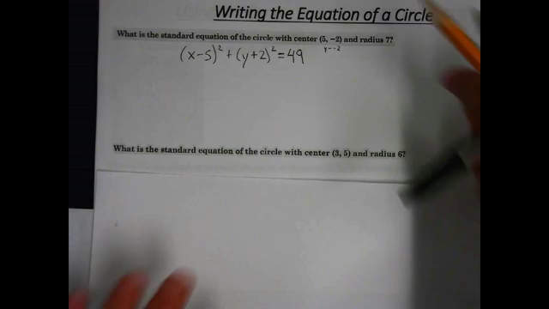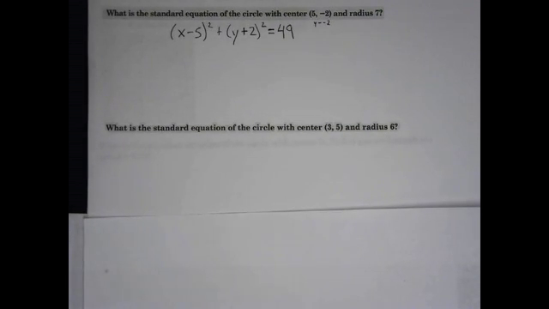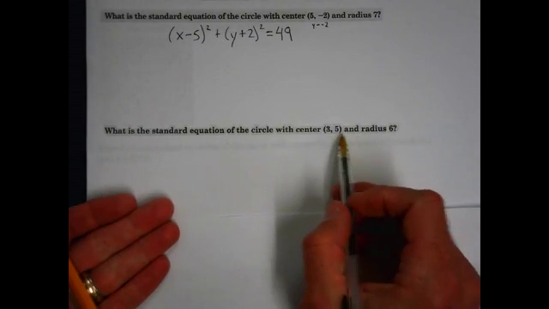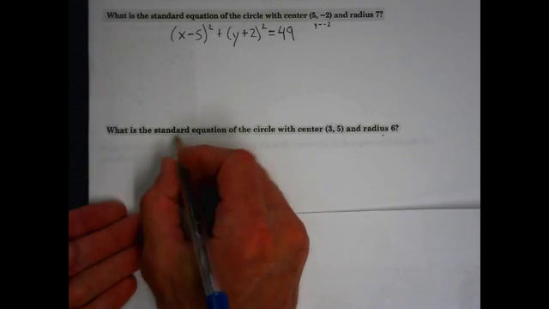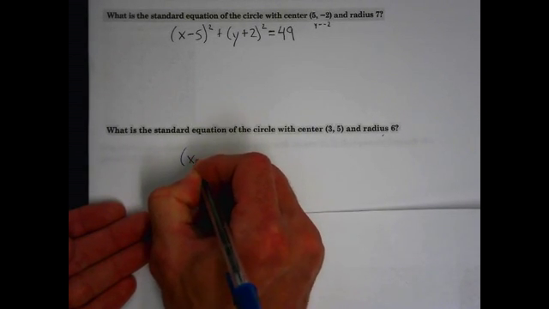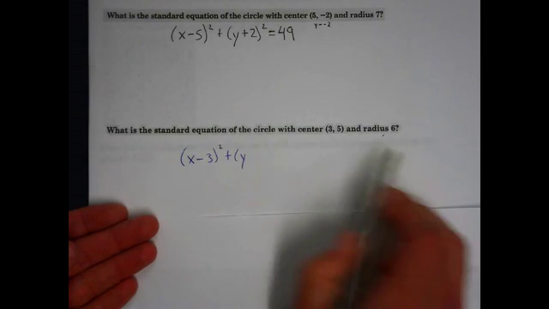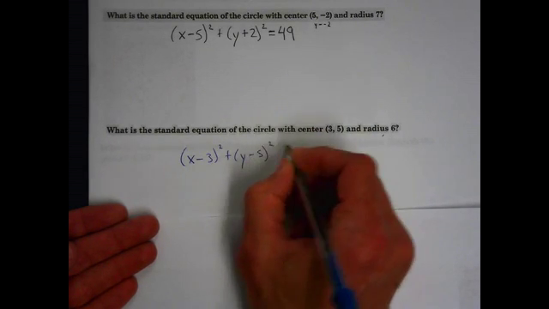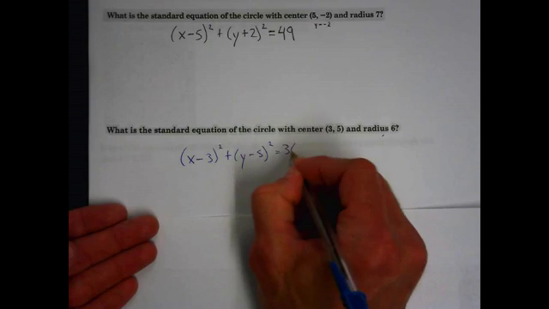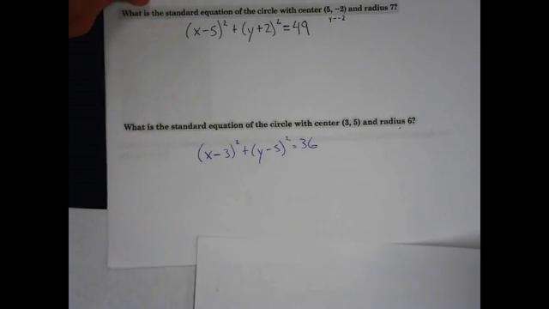I have no other work to show. It's all about paying attention. So here's the next thing. Again, standard equation of a circle with center at 3, 5, and a radius of 6. You should already have the answer. Again, x minus the x-coordinate of 3 squared, and then y minus the y-coordinate, which is 5 squared, equaling the radius squared. And there is our standard equation of a circle meeting that criteria. That is how equations of circles work. So let's do some more examples.